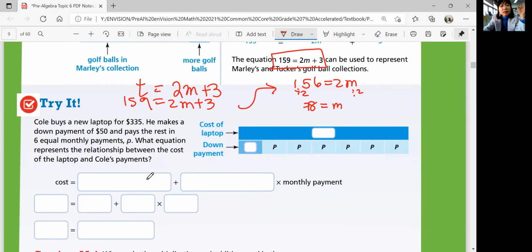Let's look at try question. It's a different example. You're going to write an equation. You don't have to solve for it, but write an equation. See if you can do it by yourself.